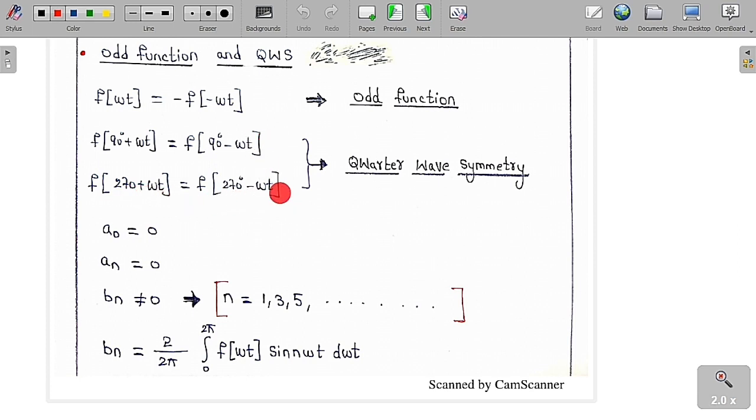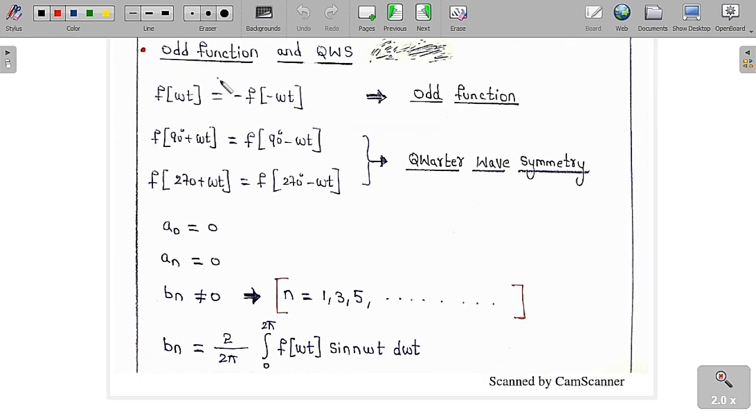If any function satisfies this property, f of 90 plus theta equals f of 90 minus theta, and f of 270 plus theta equals f of 270 minus theta, then we say it has quarter wave symmetry. Half wave symmetry, as I have already told you, means f of theta is equal to minus f of pi plus or minus theta. Whereas quarter wave symmetry means f of 90 plus theta is equal to f of 90 minus theta, and f of 270 plus theta is equal to f of 270 minus theta.